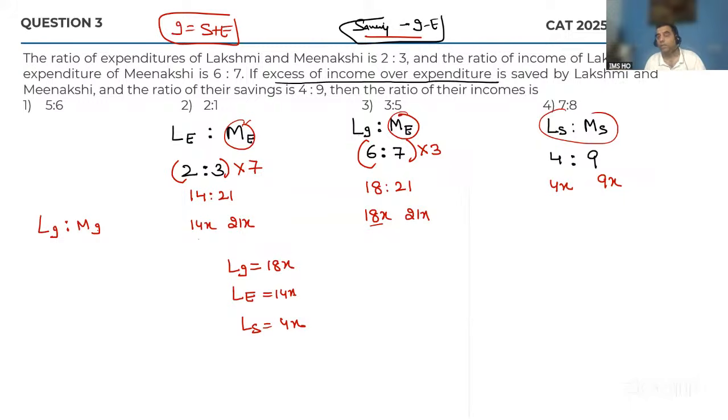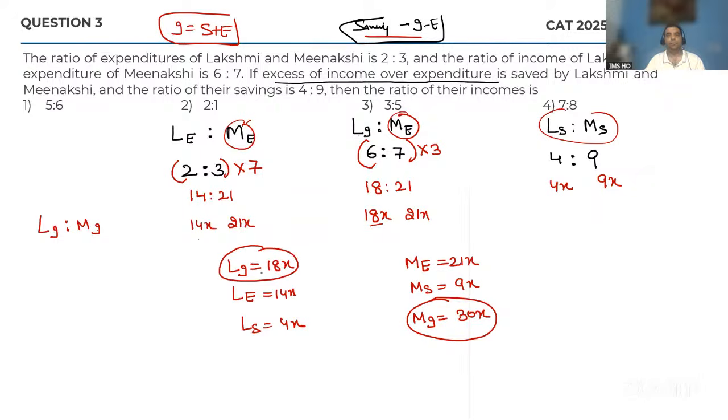And once I'm able to figure it out, from here I know Meenakshi's expenditure is 21x and Meenakshi's saving is 9x. If 9x and 21x are saving and expenditure, can I say Meenakshi's income is going to be nothing but 30x? And for Lakshmi it is 18x. So 18x, 30x, and the question says find their ratio. That means it is 18:30, because x and x will cancel out, which when simplified will come out to be 3:5. That is the question, and done.